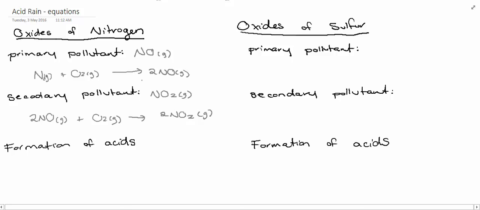Just to recap, we get our primary pollutant, the nitric oxide. Once that's in the atmosphere, it can then go on to react with oxygen to give us our nitrogen dioxide, which is our secondary pollutant. Once in the atmosphere, our nitrogen dioxide can react with water to produce acids.